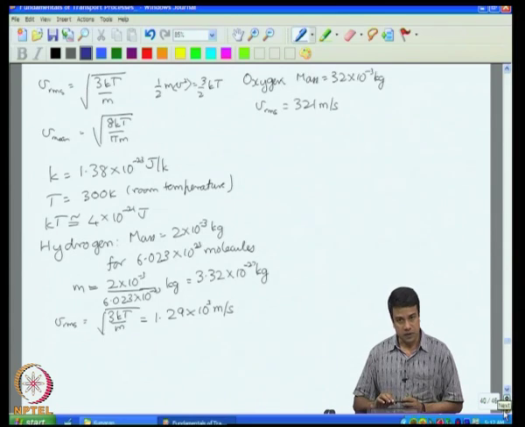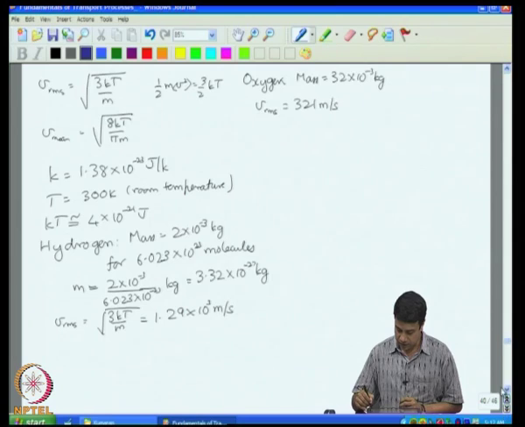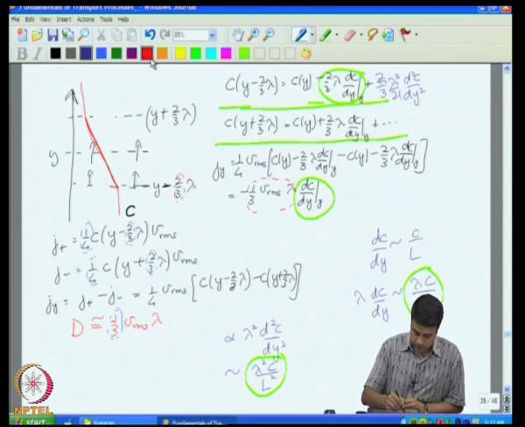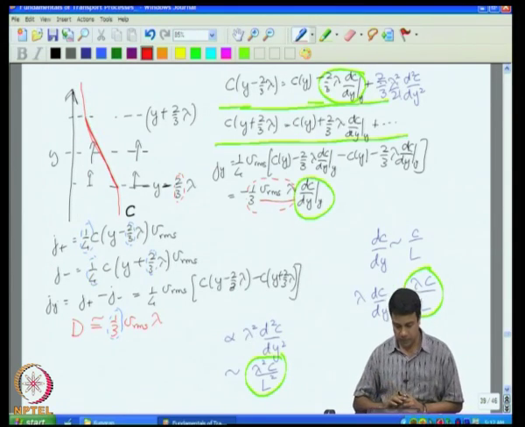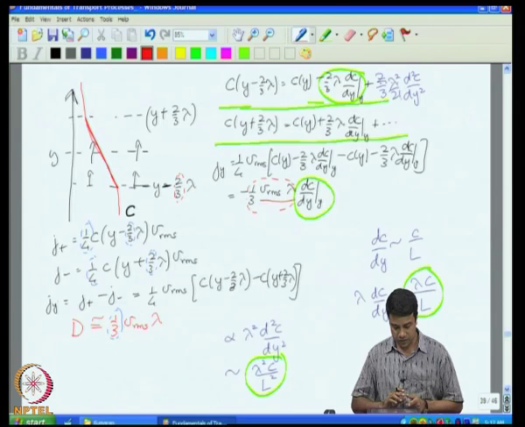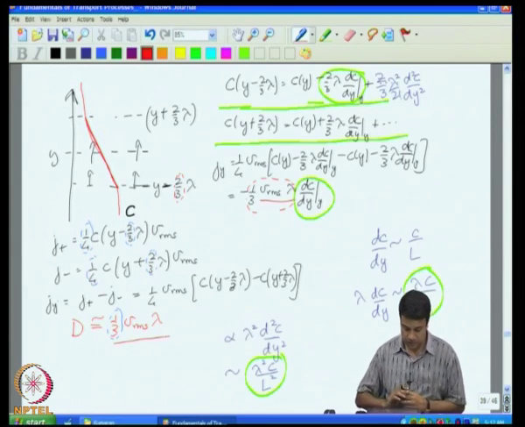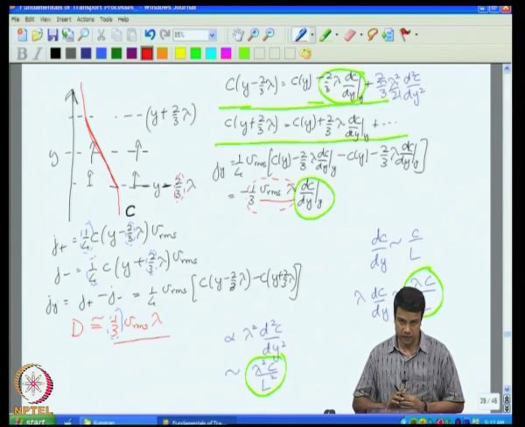We had looked at estimates of these velocities. The diffusion coefficient that I had got here depends upon two things: the root mean square velocity and the mean free path. As I said, the diffusion coefficient has dimensions of length squared per unit time. You get that by writing it as a product of the RMS velocity and the mean free path. Velocity has dimensions of length per time, length is length, and therefore you get length squared per time as the diffusion coefficient.